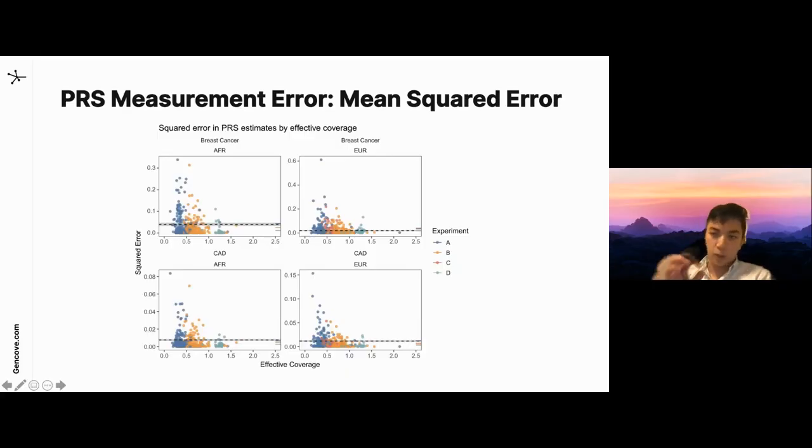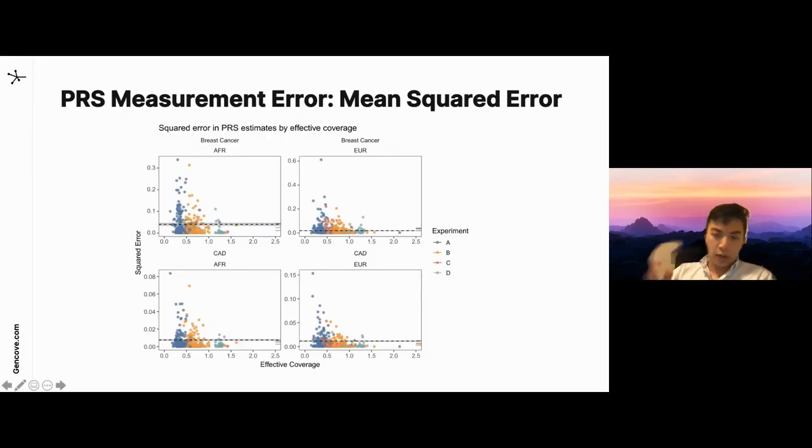The dotted line is basically the baseline performance of polygenic risk scores as evaluated in genotyping arrays. All the dots below that line are sequencing-based samples, which had a lower measurement error. And these little dashes on the very right side of each pane indicate the average performance for each experiment.